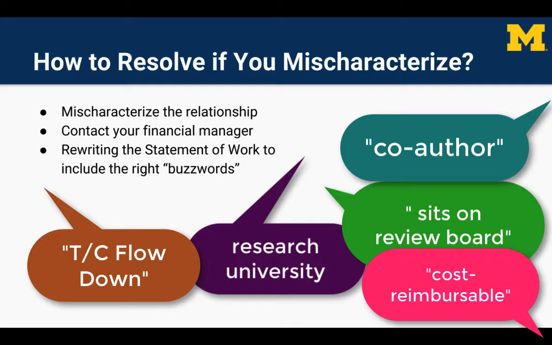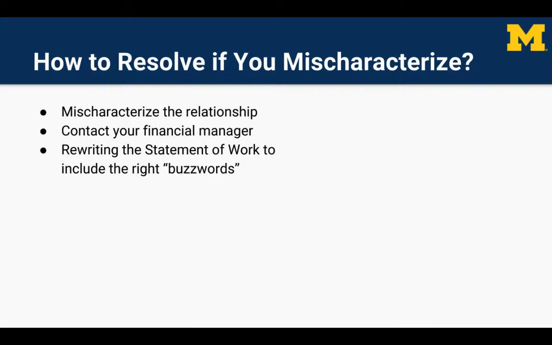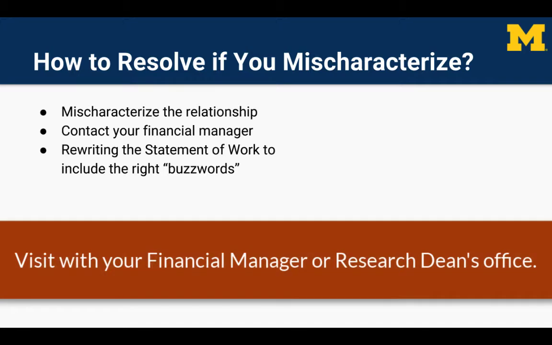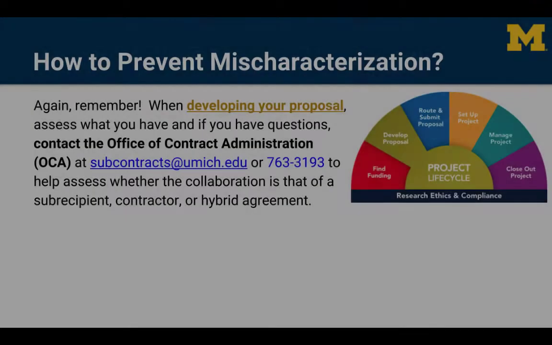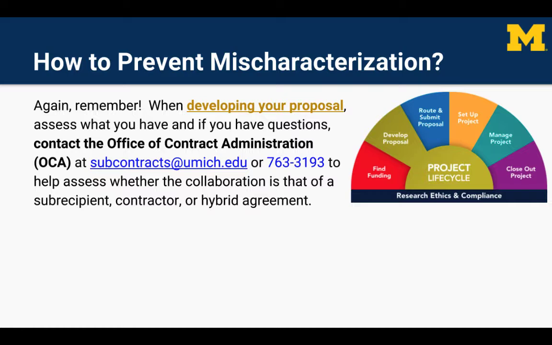If you mischaracterize the collaborative organization, you will have to visit your unit's financial manager or research dean's office to determine alternatives for correcting the budget's shortfalls. If you are ever uncertain whether or not a contract should be classified as a subaward or a hybrid, in the proposal stage, contact the Office of Contract Administration and someone will be happy to help you make a determination.